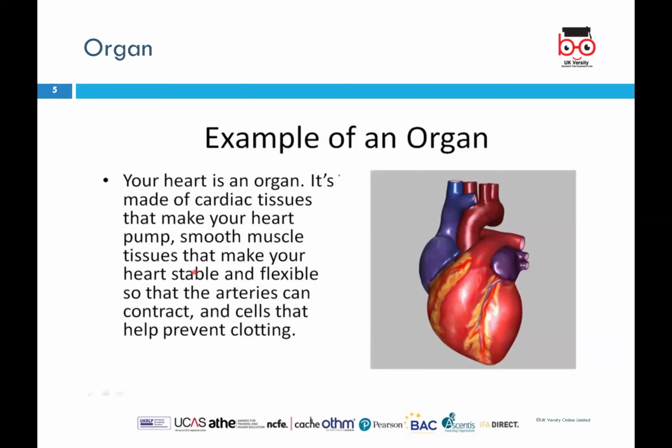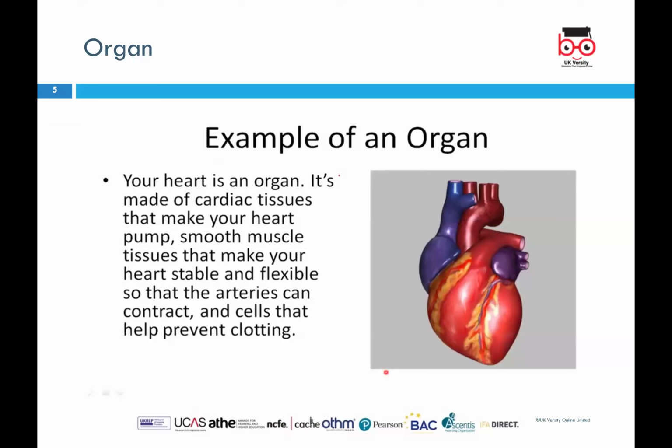So what does the heart do? Your heart pumps blood out of it. It gets blood inside and it pumps blood outside as well. Okay, so you have smooth muscle tissues also that make your heart stable and flexible, so the arteries can contract and the cells can help prevent clogging or clotting. Okay, so you have the smooth muscle that works here within your heart, and your heart is flexible, so it has expansion, so your heart can contract.